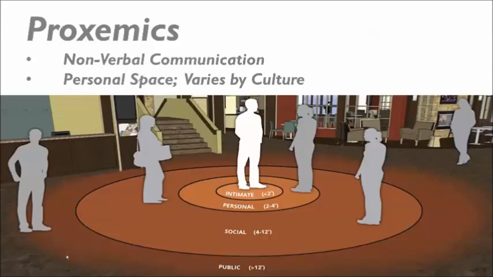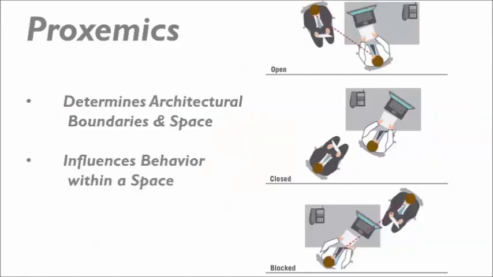a more public zone. And so proxemics is really the study of nonverbal communication as it deals with your personal space and the relationship of people as they're spaced either closer to you or farther away from you. Now, proxemics influences architecture in a few different ways. Obviously, it influences people psychologically because, depending on how close or far away people are, that kind of determines the relationship that you have interpersonally.